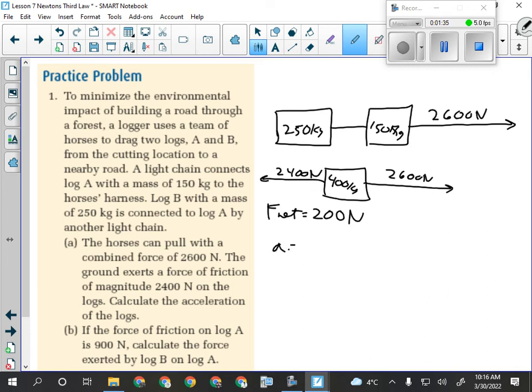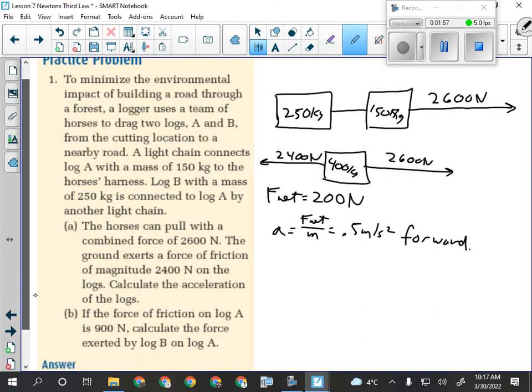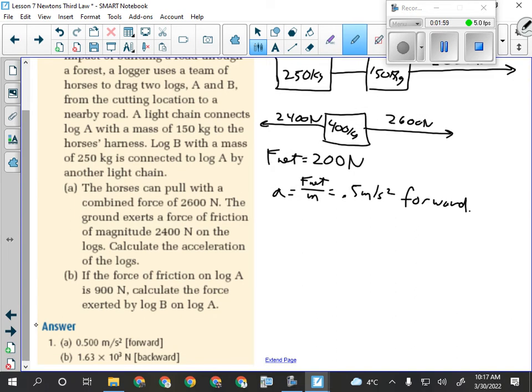I want to find the acceleration, so that's just going to be F net divided by m. 200 over 400 is 0.5 meters per second squared forward. Okay, so I've done part A. Part A involved no Newton's third law information or work at all. Okay. In part B, it says that the force of friction on log A is 900 newtons. Calculate the force exerted by log B on log A.